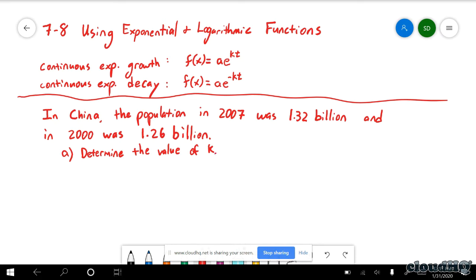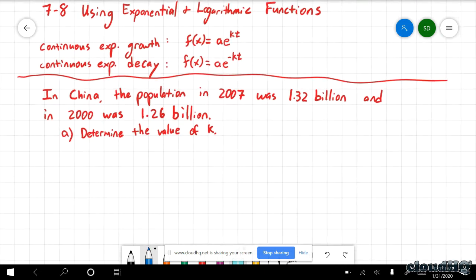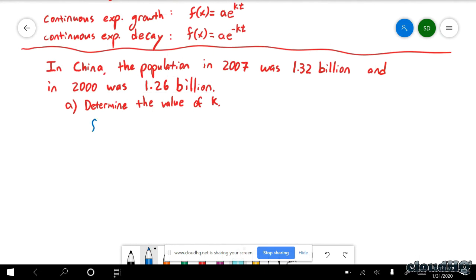Is their population growing or decaying? Growing. So it was larger in 2007 than it was in 2000. So we're going to go ahead and say it's growing exponentially at a constant rate. We don't know what that rate is, though. That's what the first part is asking for, and then we would be able to apply that. So we recognize that it's growth as your first step. So we'll write down the growth model.